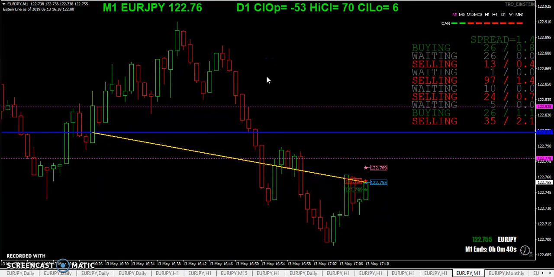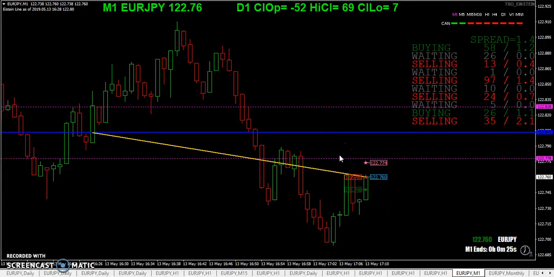So once again, just knowing that this is my relative open. So price is down. You can see it, the line is pointing down. There's no question.